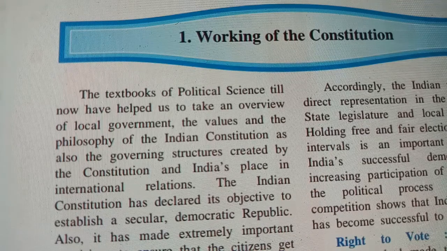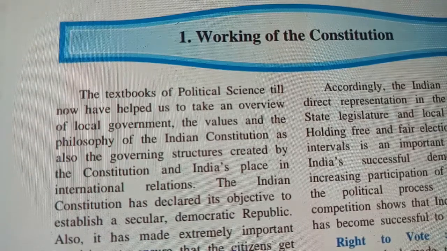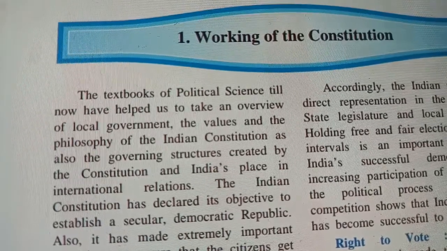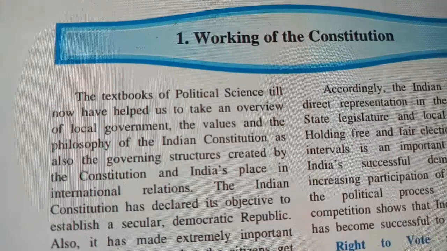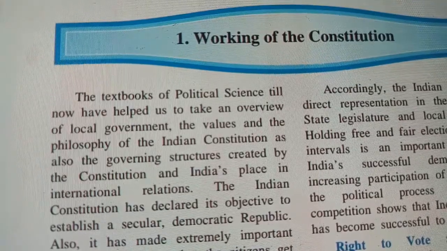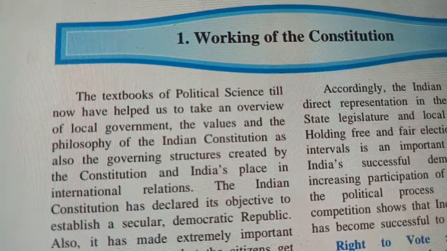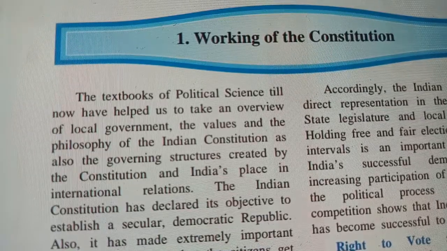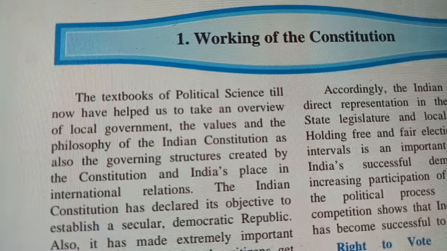Judiciary means the court, we can say. And all these things we are going to study in the working of the constitution. So let us start with the working of the constitution. The textbook of political science till now has helped us take an overview of local government. Local government means the panchayat or municipality that is working in government, that is called local government.